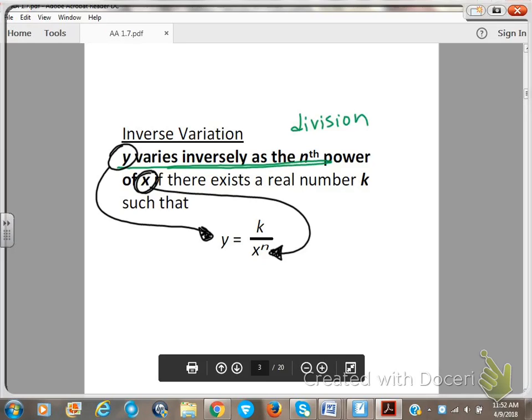In inverse variation, you still have that letter k there. That is your constant of proportionality or constant of variation, but since it's inverse variation, you're dividing by it.